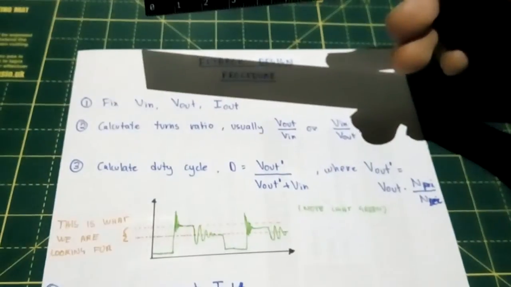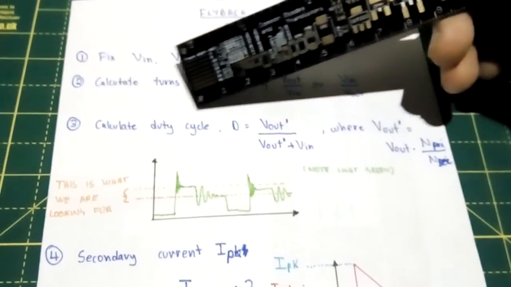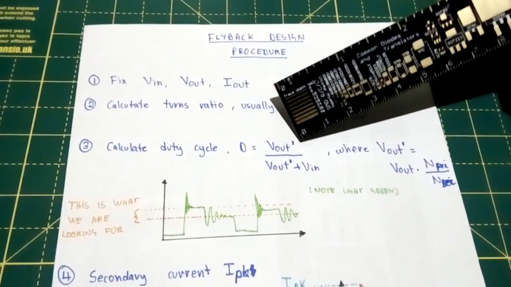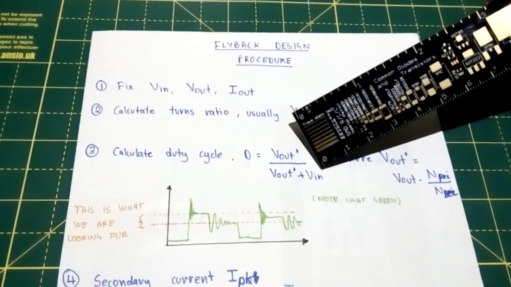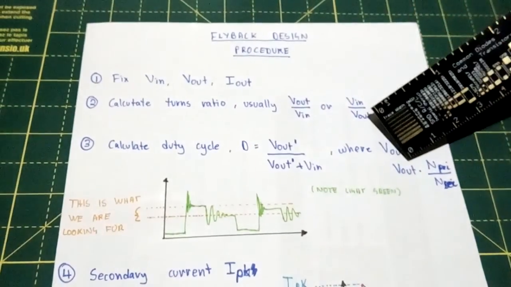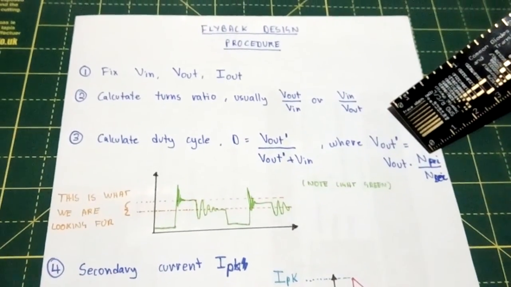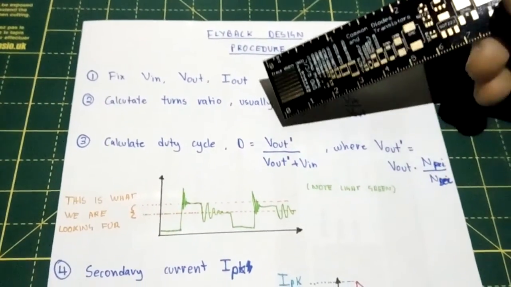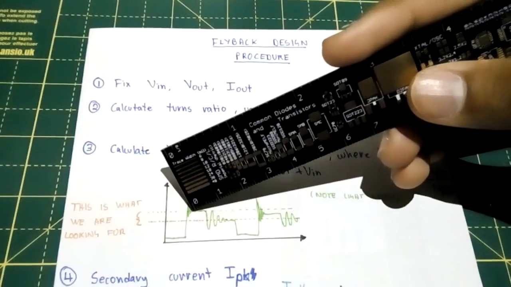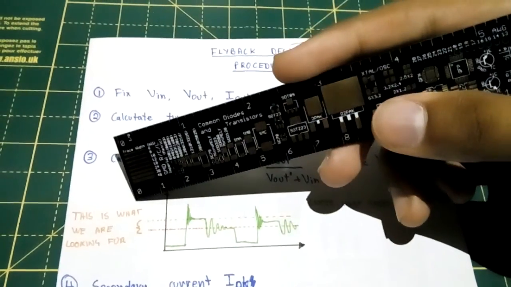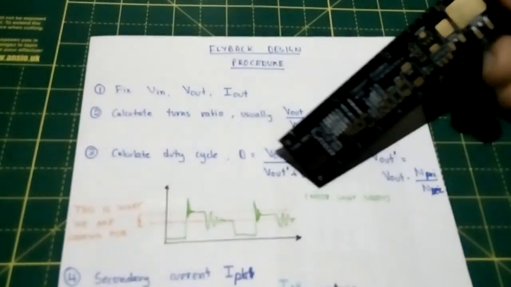Step number 3, this is where things get interesting. You need to calculate your duty cycle regarding frequency. So duty cycle is equal to output voltage bar divided by output voltage bar plus input voltage. Now output voltage bar is the output voltage times the number of primary turns divided by number of secondary turns. So basically this V out bar is the reflected voltage that is seen across the drain of the transistor. So this is what we are looking for, like I've written.